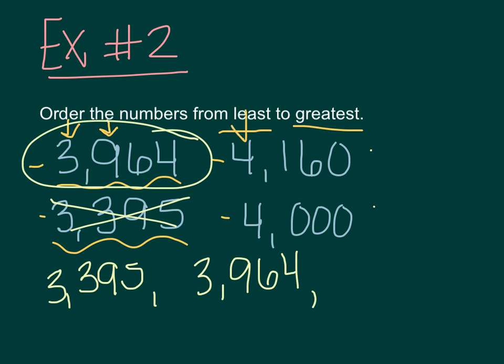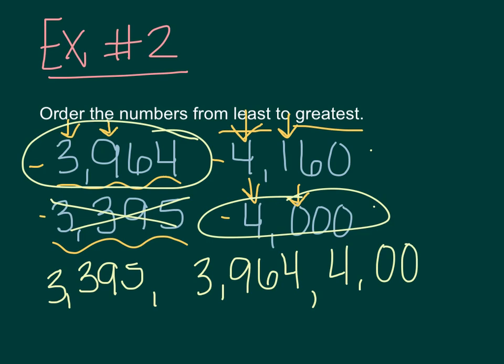Then I just need to compare these two numbers. So in the thousands place, I have a 4 for both of them. So then I have to look at the hundreds. I have a 1 and a 0. 0 is smaller. I'm going to go with the one that has the 0 next. So 4,000. And our last one, our greatest, is 4,160. Remember to copy down the problem and the answer.